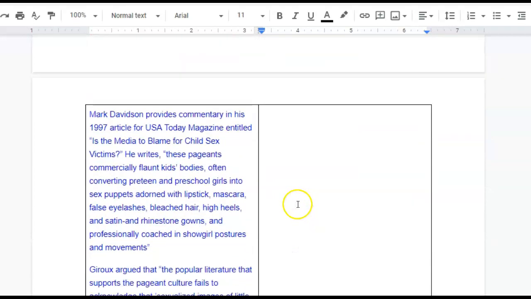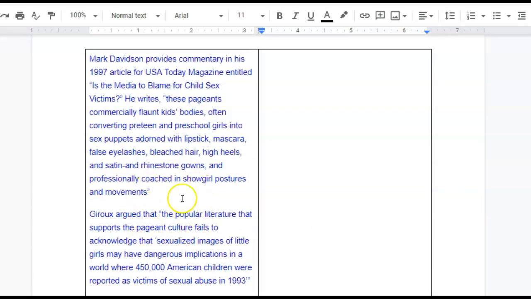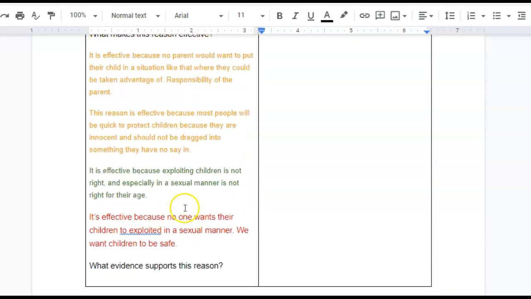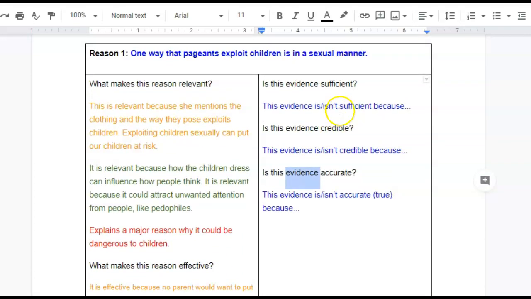If we think about the evidence that the author provided to support her reason, we want to think about, is this evidence sufficient? Is it enough to convince us? Or is there information lacking? Is it not very strong? You can think about sufficient as being strong. Is it enough?